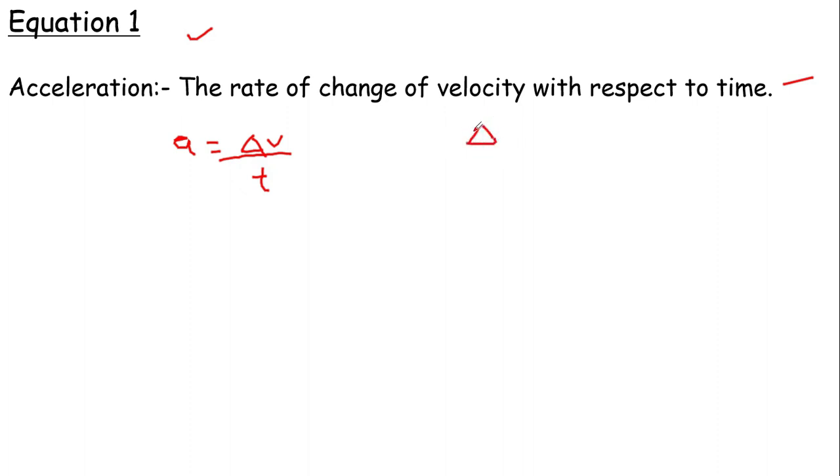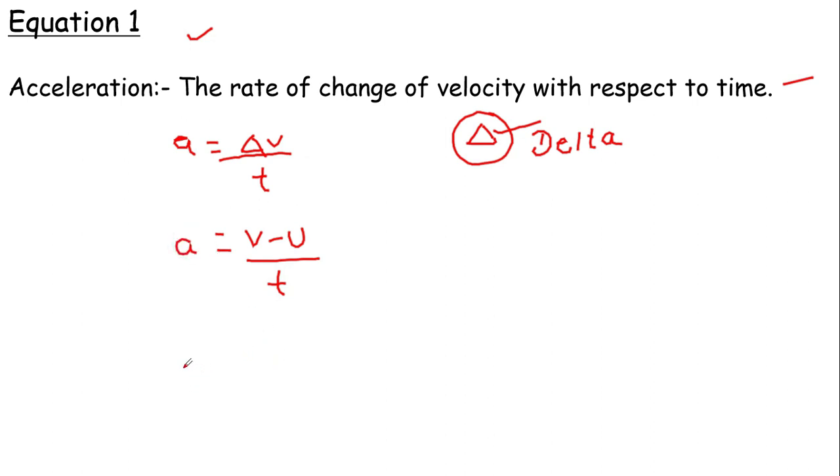But when you go to maths, delta shows something like area of a triangle, and in different subjects delta is shown in a different way. In physics, delta means rate of change of. Here delta v by delta t, we can write as v minus u by t. So a is equal to v minus u by t.